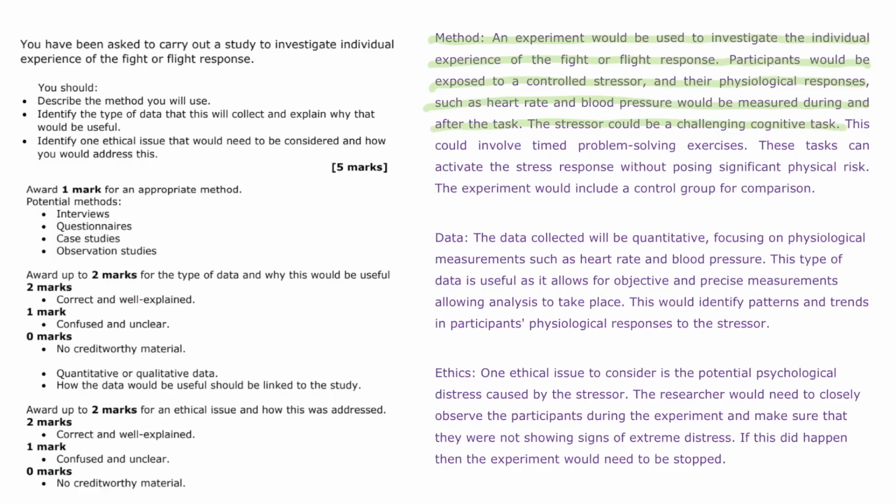The stressor could be a challenging cognitive task. This could involve timed problem-solving exercises. These tasks can activate the stress response without posing significant physical risk. The experiment would include a control group for comparison.